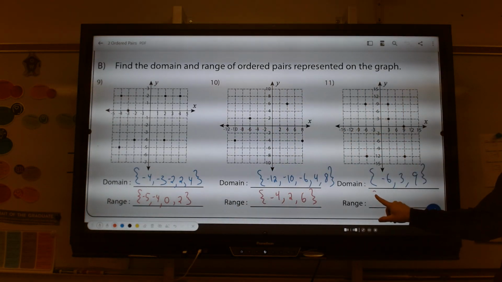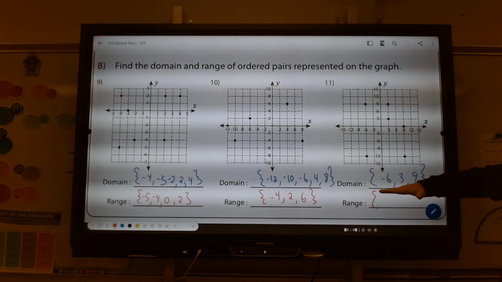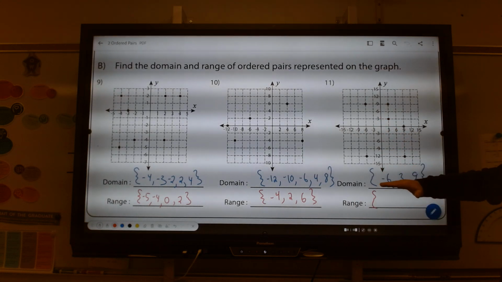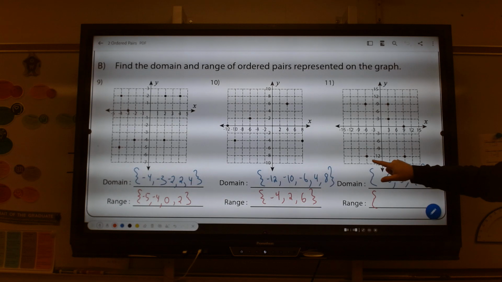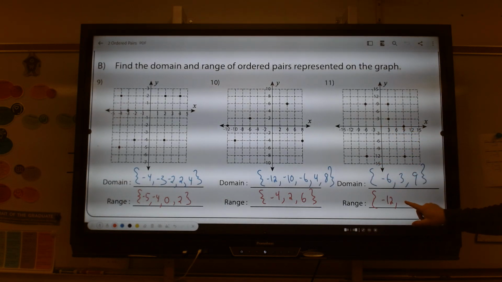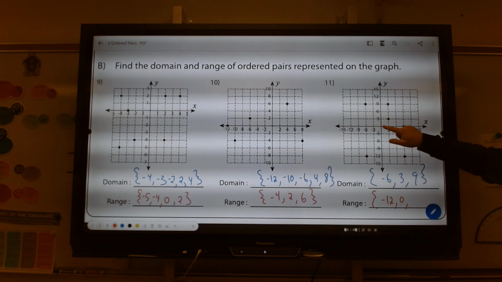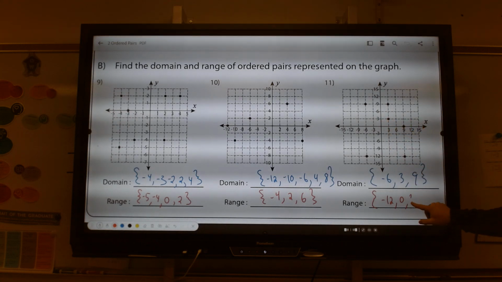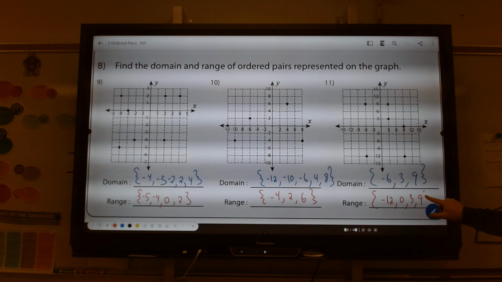For our range, same idea, like an elevator. We are moving upwards from the farthest bottom to the top value. We're going to end up with -12. We're going to hit this point at 0. And again, I'm looking at the y values, +3, and then lastly 9.